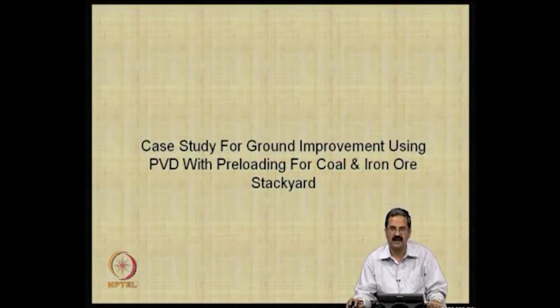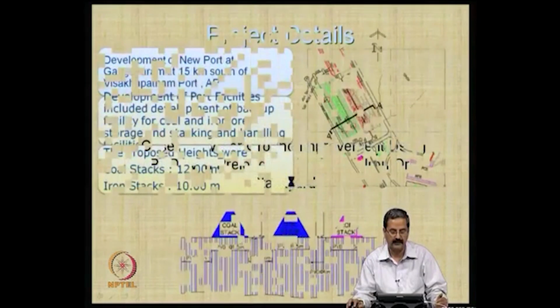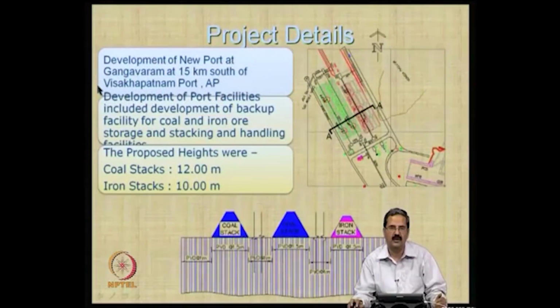I just want to give a small example, which I have taken from one of the suppliers or installers of geosynthetic products. This is a case study on improving the bearing capacity using PVDs for a coal and iron ore stackyard. You must be familiar with some of these projects. It is at a port in Gangavaram, 15 kilometers south of Visakhapatnam.